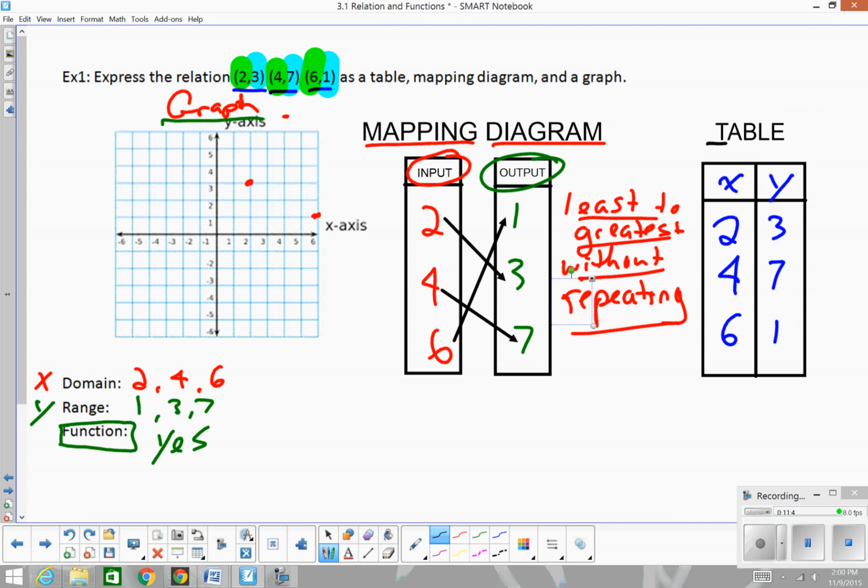Now simply, when I use a table, just look at your x values. Do any of your x values double up? No? In that case, it would be a function. Now, let's say I had another value of 2, 3. Well, if I input a 2, I output a 3. Same thing as saying input a 2, I output a 3. It doesn't have a different output. So that's the same thing. So it wouldn't matter if there was an extra value of 2, 3. Okay? So yes, it is a function.